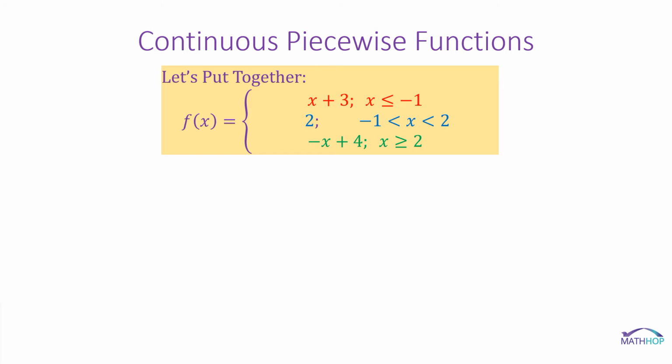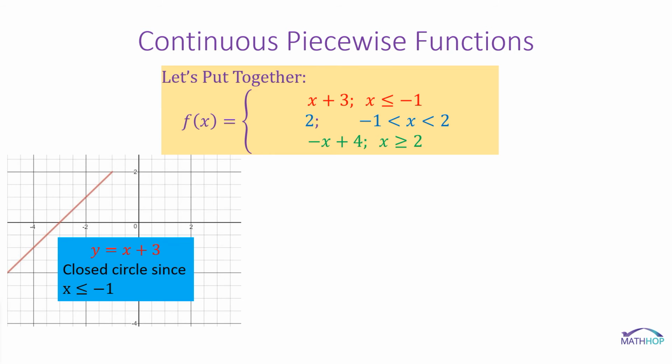Let's put together f of x where it is defined as x plus 3 when x is less than or equal to -1. It's defined as f of x equals 2, that horizontal constant function y equals 2, at all values between -1 and 2, but not including either -1 or 2. And it's defined as -x plus 4 for all values greater than or equal to 2. All right, let's graph these in pieces and put the open and closed circles in once we do each part.